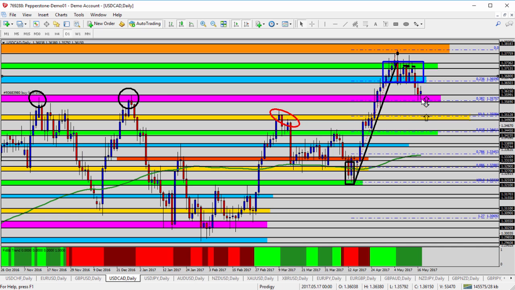Also, we have the double zero level there. The 1.3600 level sits right around that pink shaded area. So we're looking for a couple of things. 1.3600 to hold. We're looking for the pink zone where historical resistance becomes support. We're looking at the 382 as a potential support at 1.3575. So all of that is telling us right now we're at support.